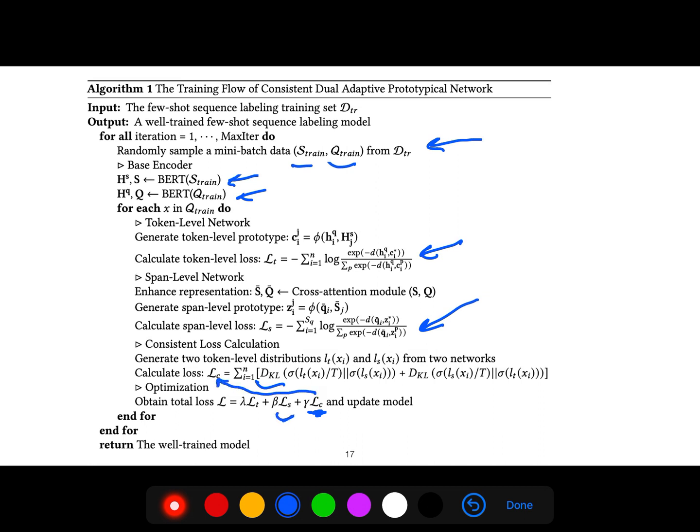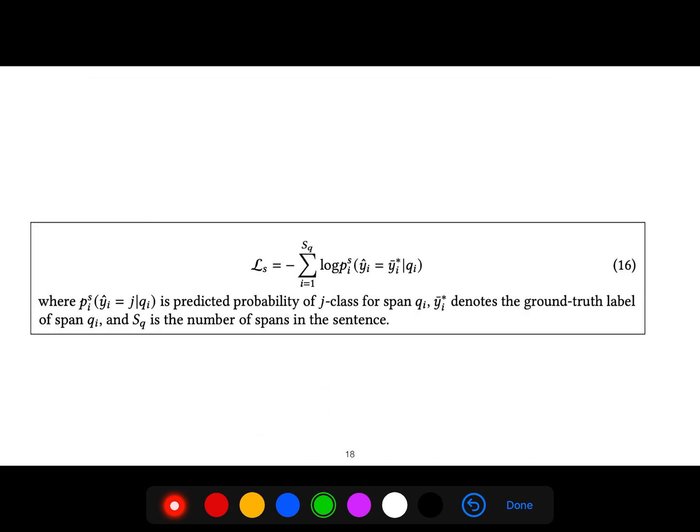And then span level loss by itself can be calculated. Token level loss by itself can be calculated. And we have some hyperparameters, gamma, beta, alpha, because it's a trade-off between the different worlds: the world of token, the world of span, and the world of alignment. So P here is the predicted probability of J's class for span Q_i. Because given a span, what is the probability of J's class? And we know the Y star, the gold truth label.